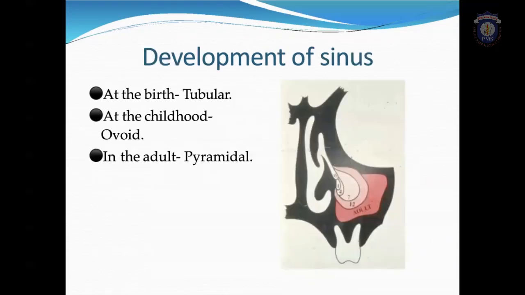The development of sinus, as you can see in this picture: at birth it has a tubular shape. In childhood, it attains an ovoid shape, whereas in the adult, it attains a pyramidal shape.